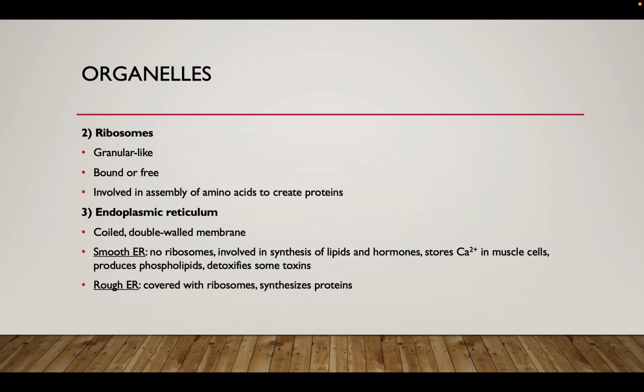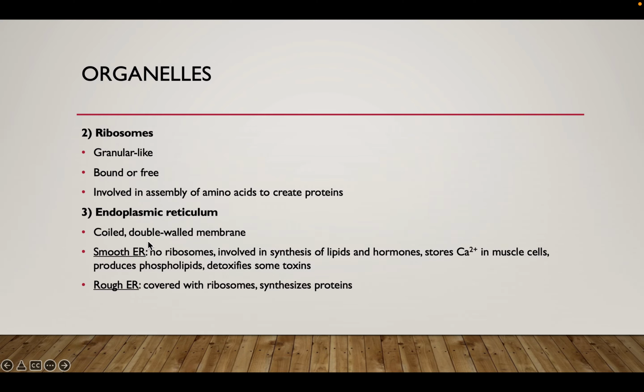Now, our ribosomes are our next organelle. These are small, round, and granular-like. They can either be bound or free, meaning they can be attached to something or free-floating in the cytosol, and they're responsible for the assembly of our amino acids into proteins. So we'll talk specifically about this with our protein synthesis lecture of how we bring the monomers of proteins, which are amino acids, together to make a polypeptide chain, and then that begins to twist into a more three-dimensional protein structure.